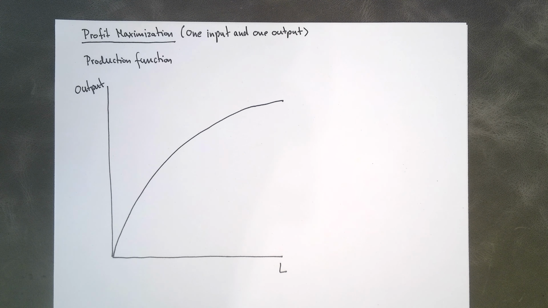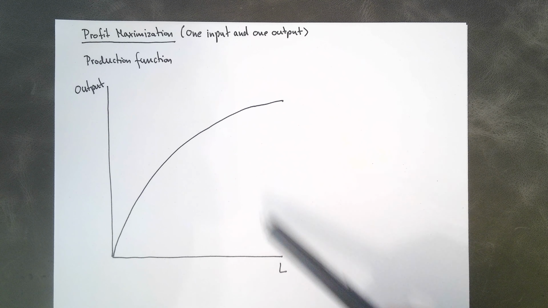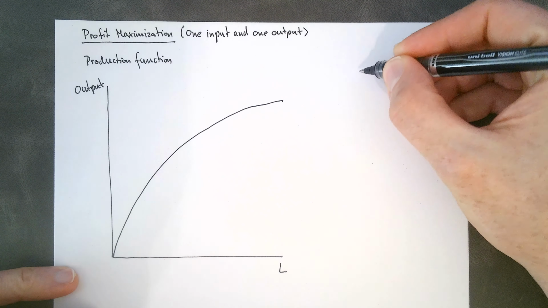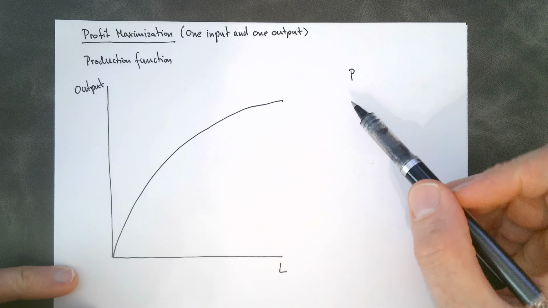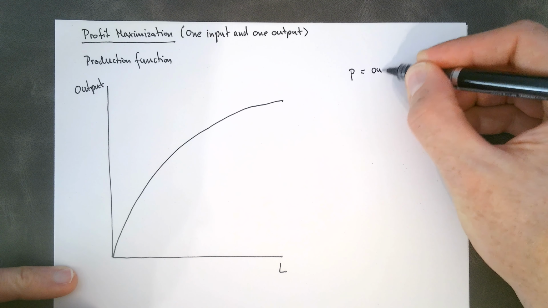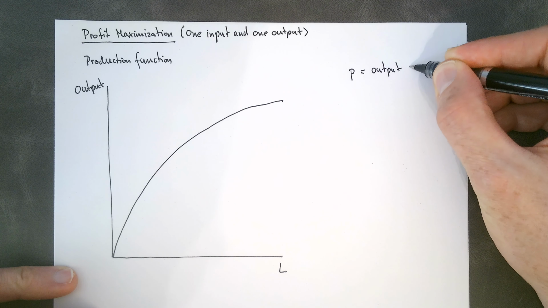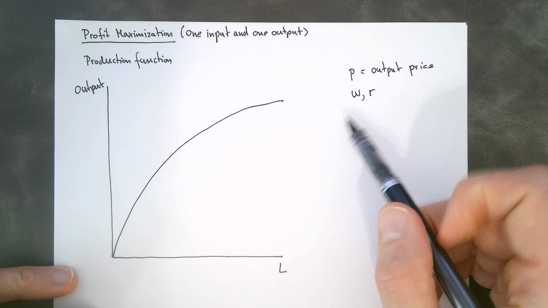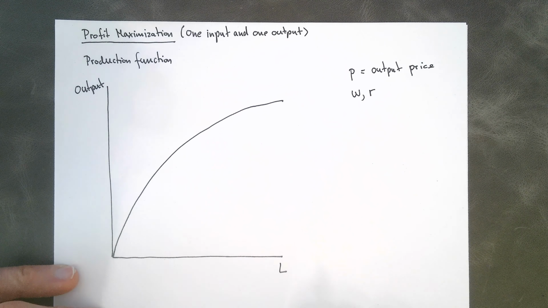Okay, in this video, we're going to introduce profit maximization, and we are going to use the case of one input and one output. So here I have drawn a production function with labor and output on the horizontal and vertical axis. Note that usually we are given the output price, which we call P. We are also given W and R, which are the wage rate and the rental rate of capital.